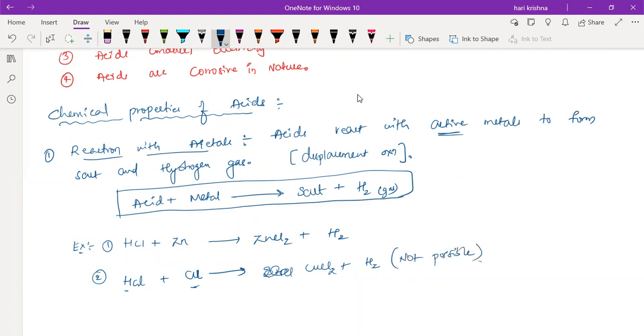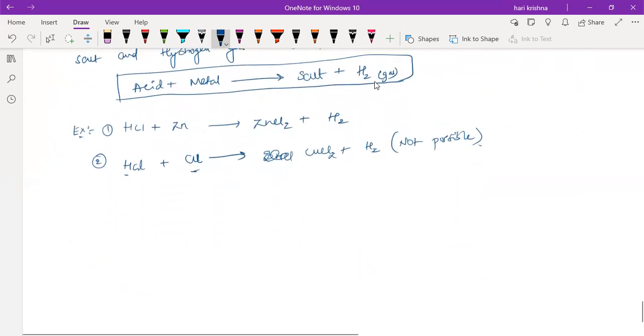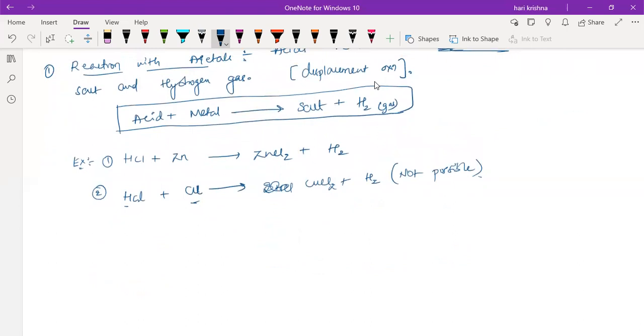Understood? So that is why you mentioned the term active metals. Only the metals which are more reactive than hydrogen can displace the hydrogen from the acid and form the salt and hydrogen. Clear? Is it clear or not? Yes, sir. The next one. Sir, for me it was not clear. Can you explain it? Okay.